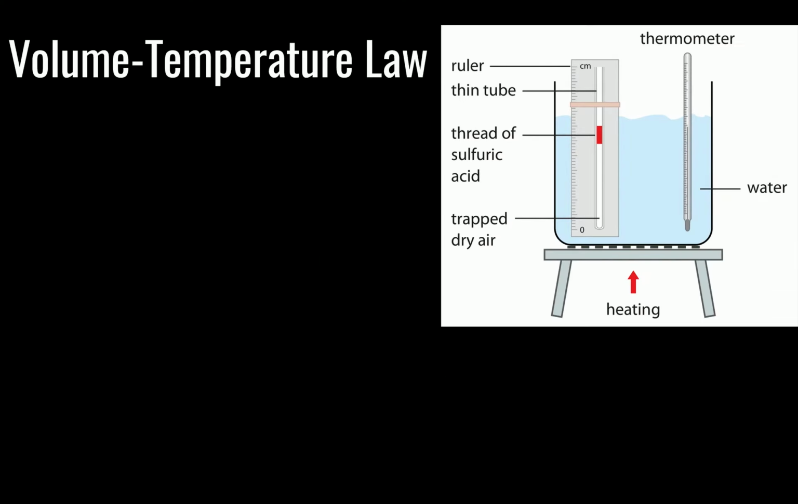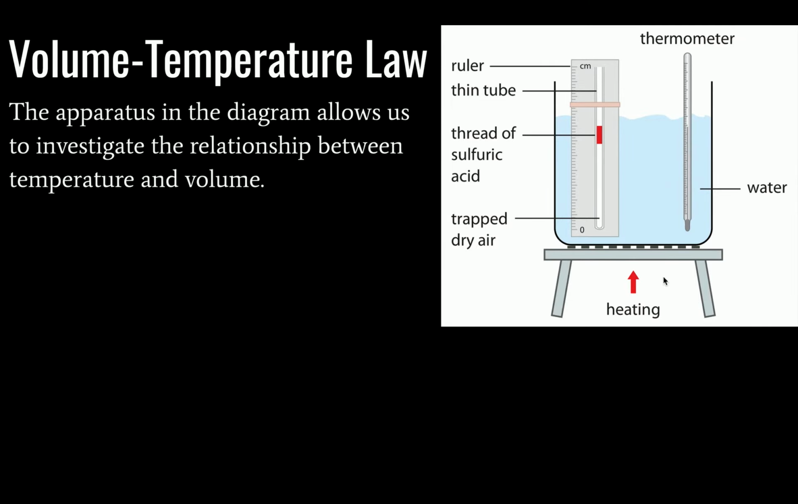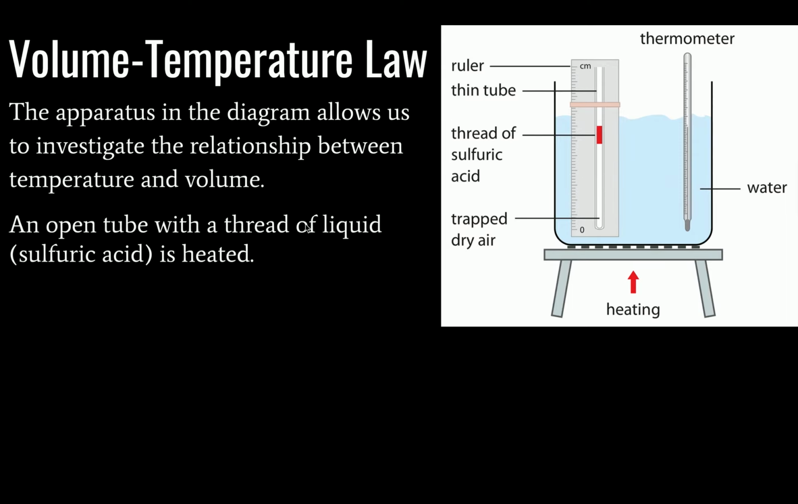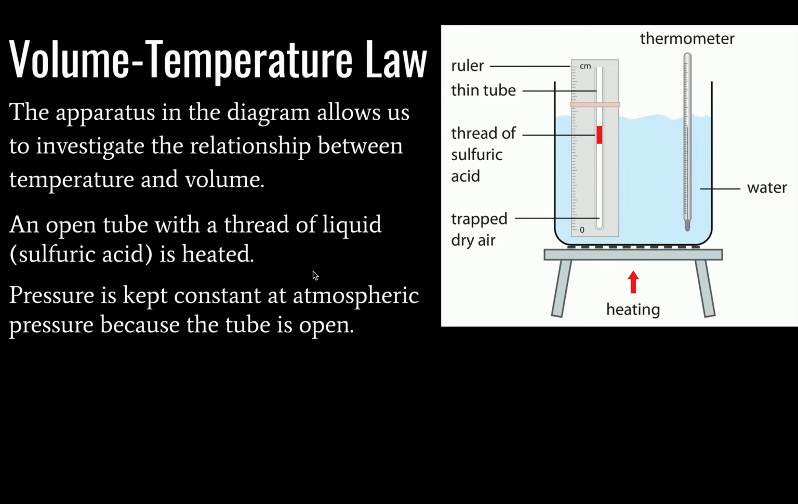All right, next we're going to look at volume versus temperature. So here we have a thread. Note that this tube is open. So we have a thread of sulfuric acid in a tube, and we have here a quantity of trapped dry air. We also have water, and we're going to heat up this whole system. We're concerned with, obviously, the gas inside this tube. Okay, the pressure on the system will be kept constant because this open tube means that the pressure is atmospheric pressure. Okay, so that will be the pressure on the system.